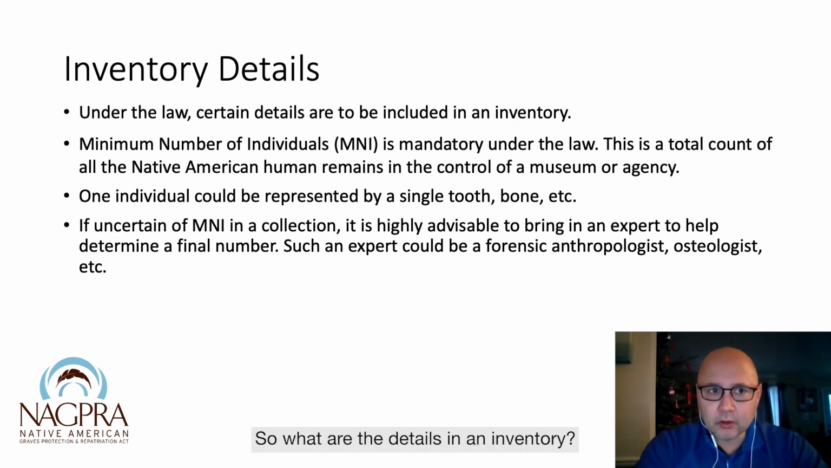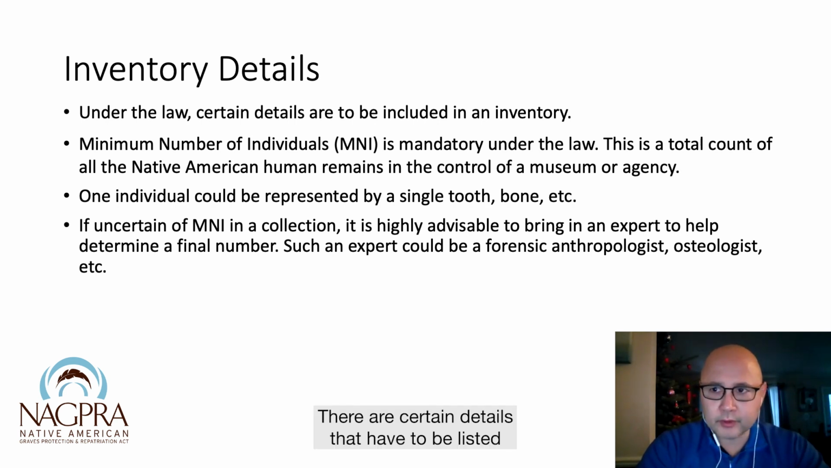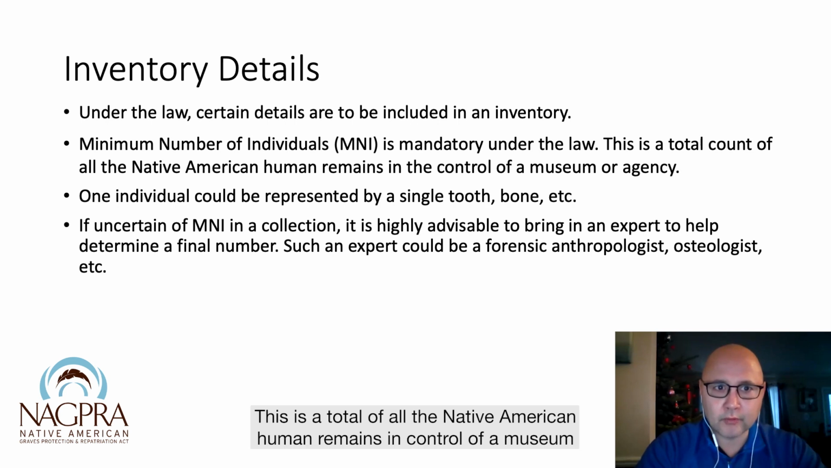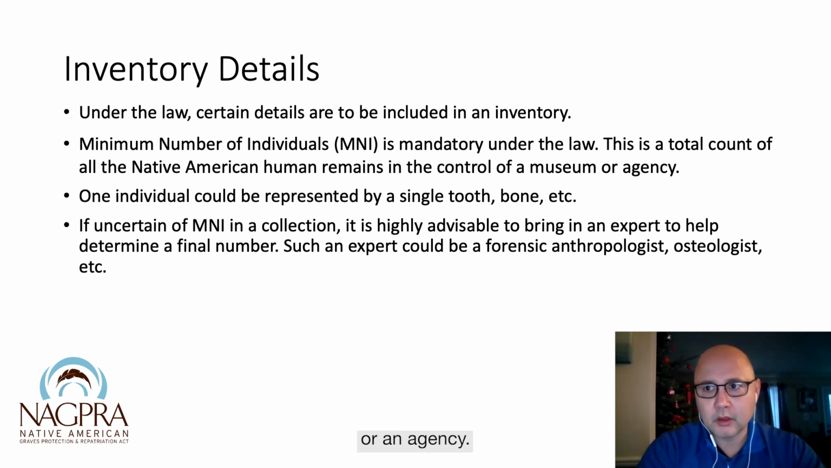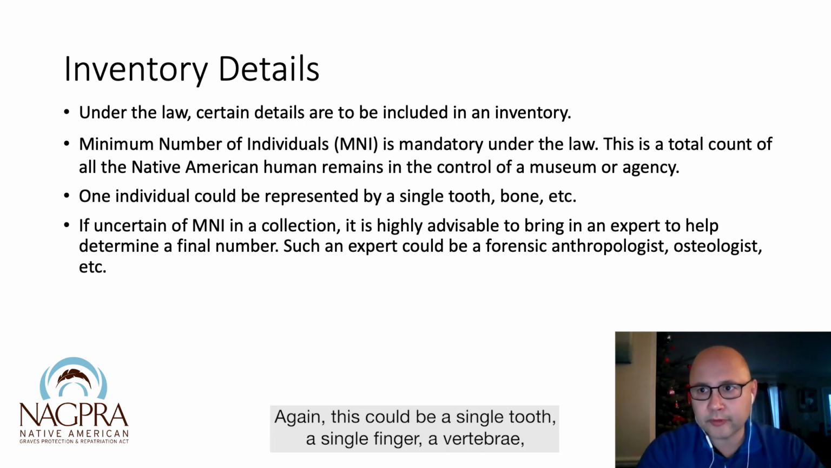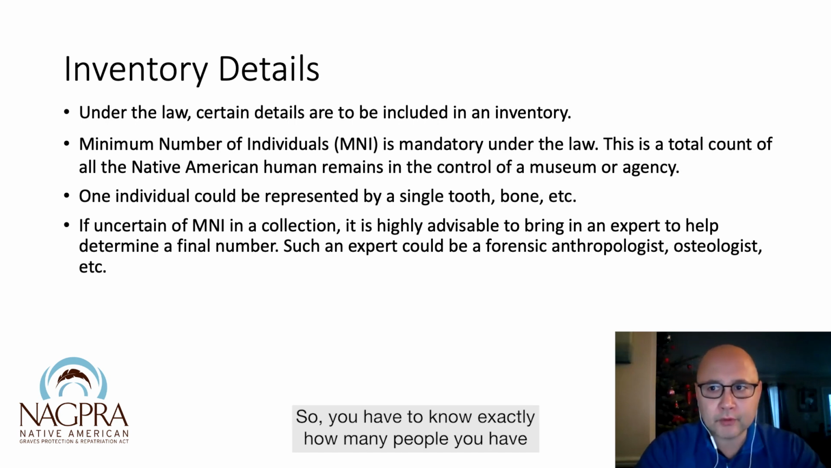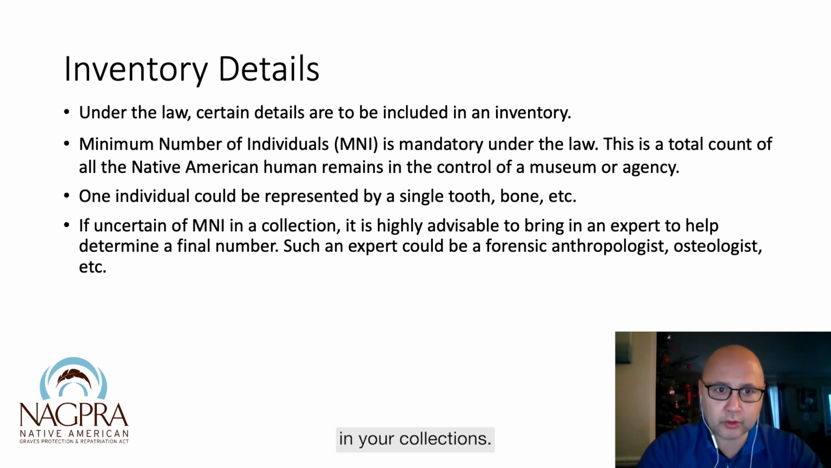So what are the details in an inventory? There's certain details that have to be listed. And one of the main ones is the MNI, the minimum number of individuals. This is the total of all the Native American human remains in the control of a museum or an agency. Again, this could be a single tooth, a single finger, a vertebrae, a toe, one skull, or it could be the totality of an individual. So you have to know exactly how many people you have in your collections.